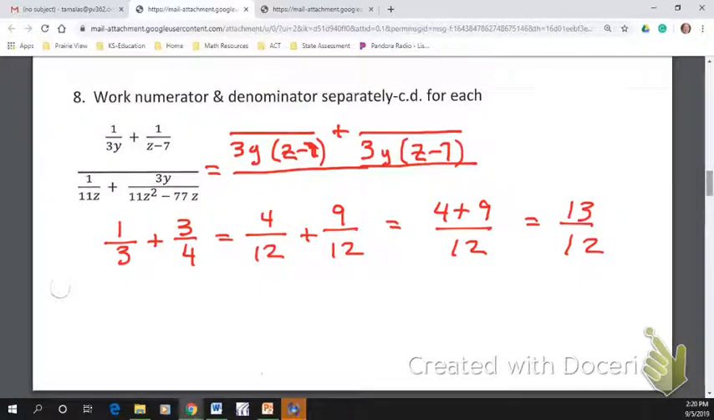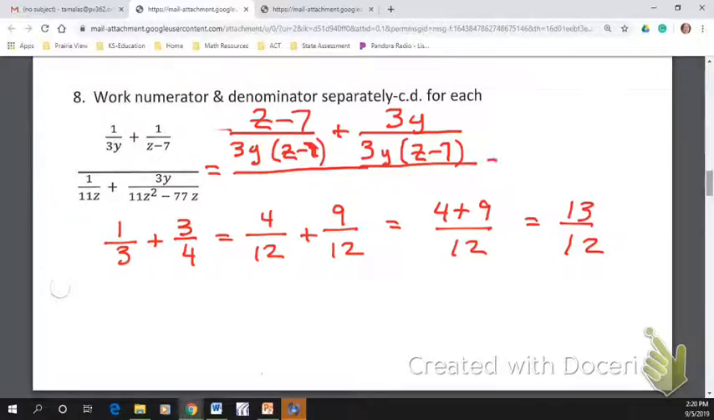Okay, so what would I have to multiply this by to get this denominator? It'd be times 3y. And on the other one, times z minus 7. I need to take this times z minus 7, right? So 1 times z minus 7 is z minus 7. And this is 3y. Well, you don't want to cancel them, because if you do, you're going to end up right back where you were. It's true. Okay?